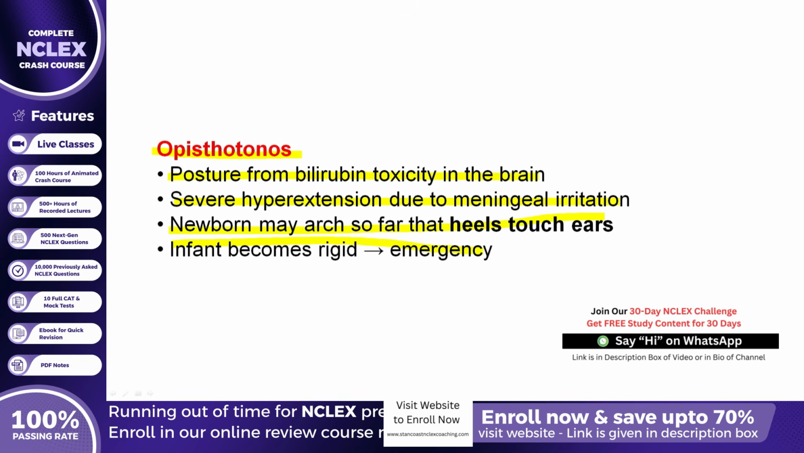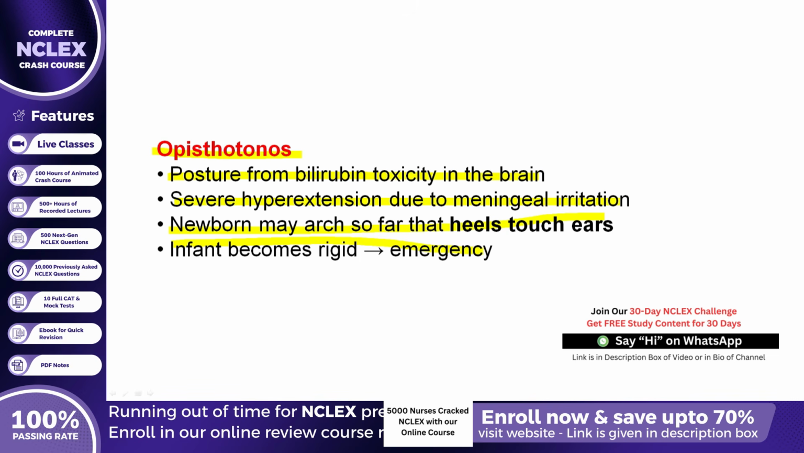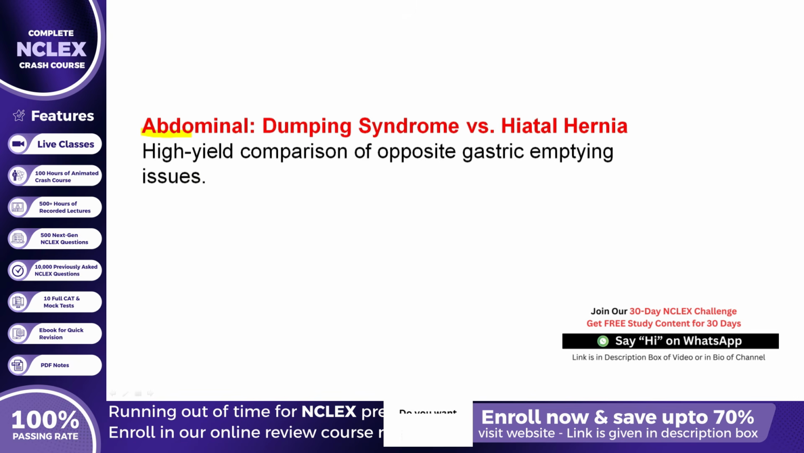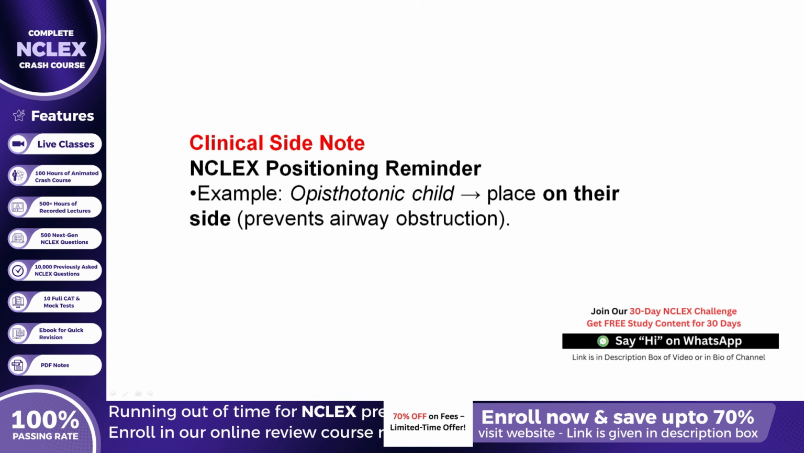Here we are, looking at a high-yield comparison of opposite gastric emptying issues. The core concept here is that both are gastric emptying disorders. They work as opposites, so you can memorize one to understand the other. And the NCLEX note reminds us that positioning changes, fluid content, and carbohydrate content directly affect emptying time. We focus on three modifiable factors: head of bed height, water content of meals, and carbohydrate content of meals. Let us begin with an important clinical side note that also serves as an NCLEX positioning reminder.